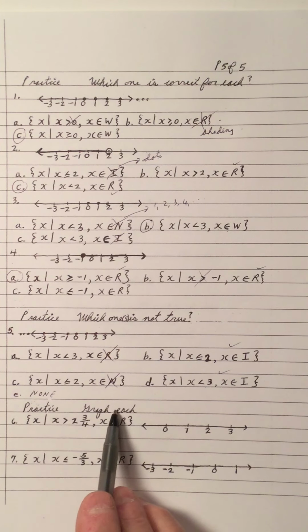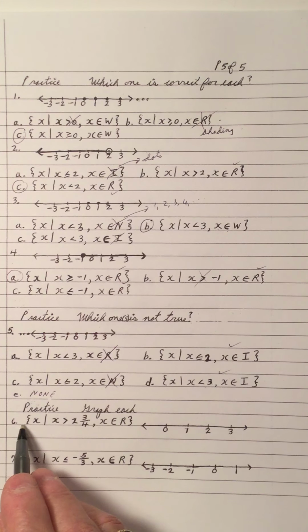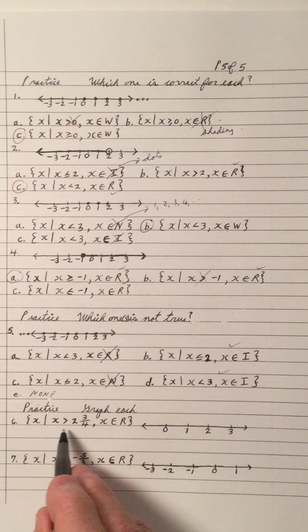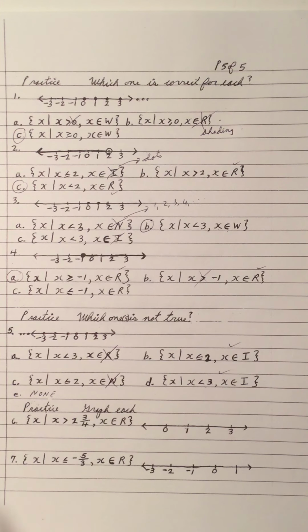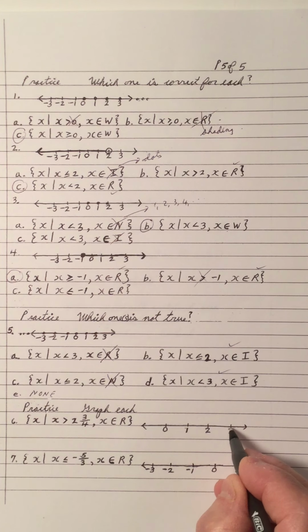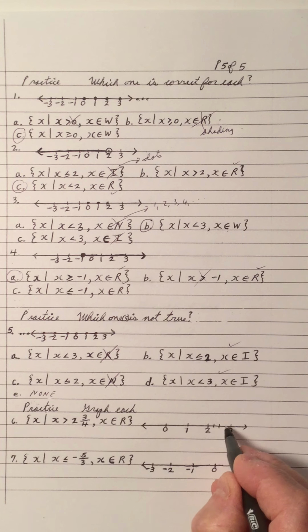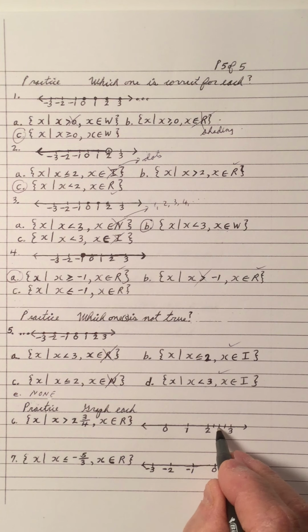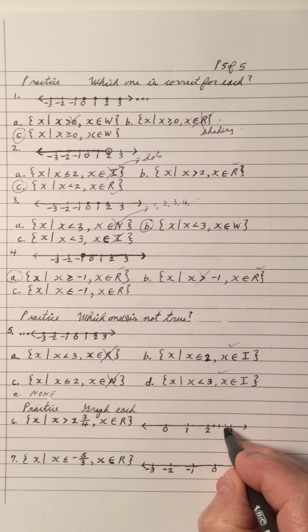And to practice further, pause the video and shade these. Number 6, the set of all x such that x is greater than or equal to 2 3/4. When we graphed previously in this video, we did the integers and the whole numbers. So 2 3/4, there's 2, there's 3, 3/4 is in between, so we have to divide it into 4 pieces: 1/4, 2/4, 3/4, 4/4. So 2 3/4 is right there.